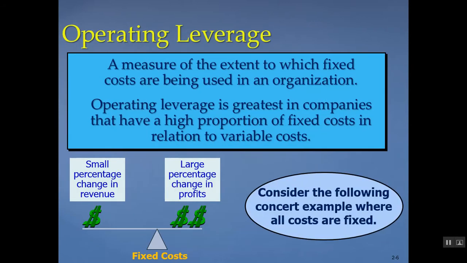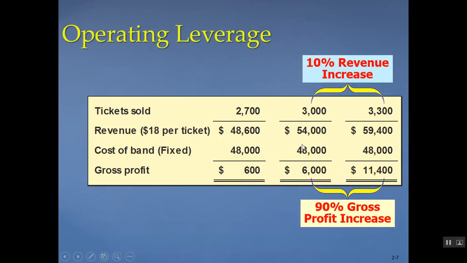Well, operating leverage refers to the cost structure of the organization. All right. So it talks about what percentage of your costs are fixed versus variable. A small percentage change in profits is going to occur when you have less fixed costs. A larger percentage change in your profits is going to occur when you have higher fixed costs. So you can look at this here. Depending where your fixed costs fall, it's going to dictate how much of an impact is going to be on your profits relative to a change in your revenue. And we'll talk about that in a little bit.